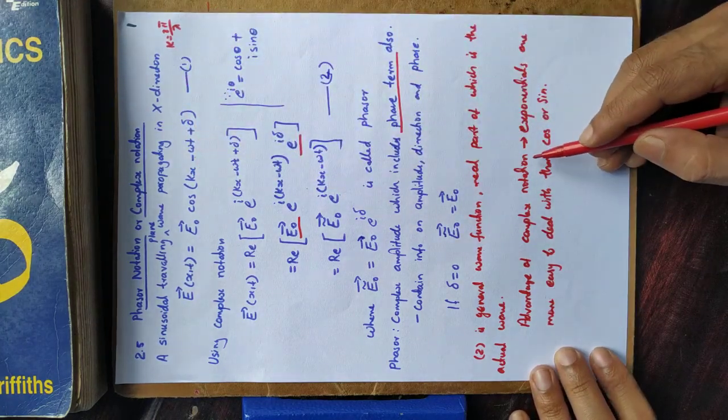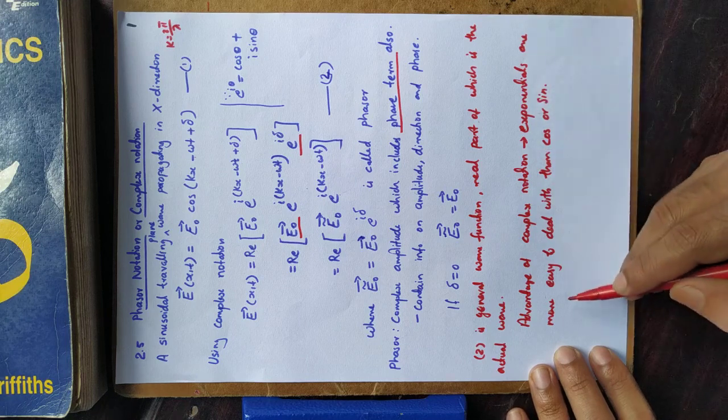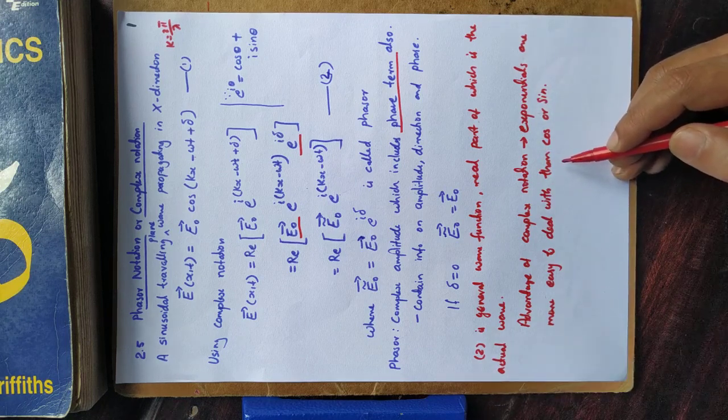So the advantage of complex notation is that exponentials are easier to deal with than sine or cosine.